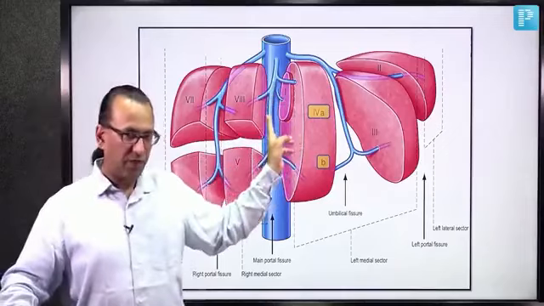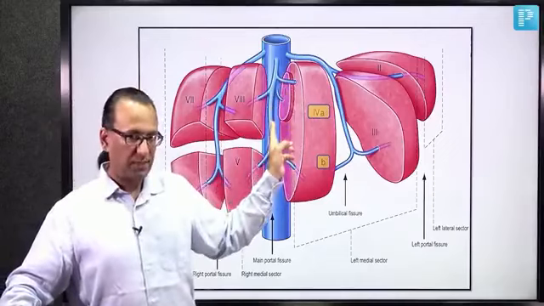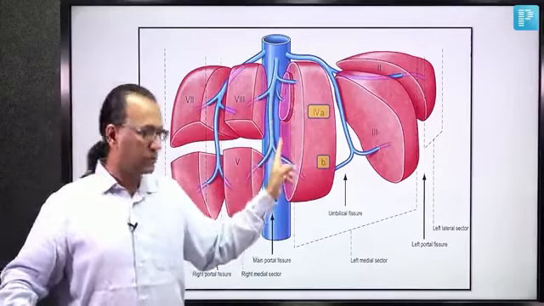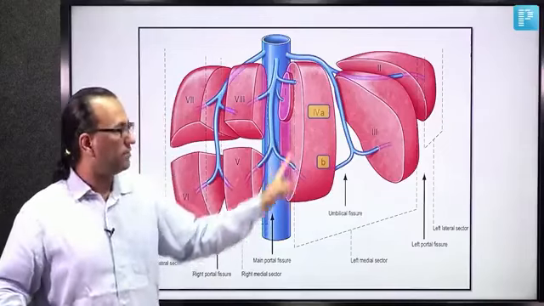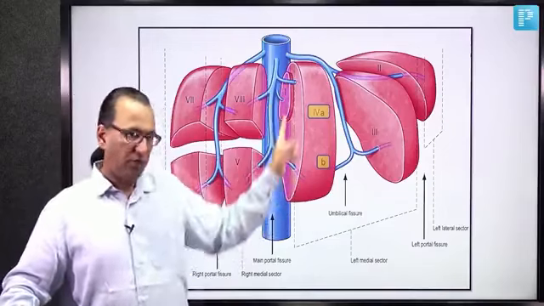Caudate lobe you cannot see from the front view. You have to look at the posterior view of the liver to visualize it. And similar is 4B posterior, which is called the quadrate lobe of the liver. So caudate and quadrate can be seen only from the posterior view of the liver.